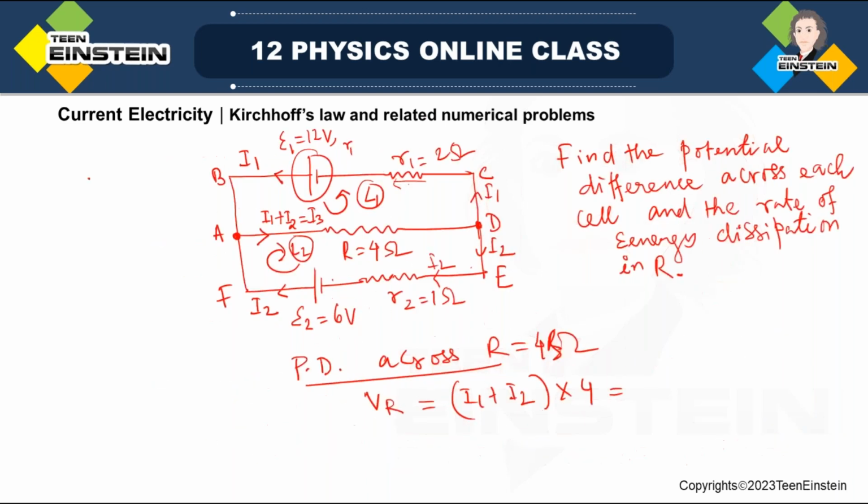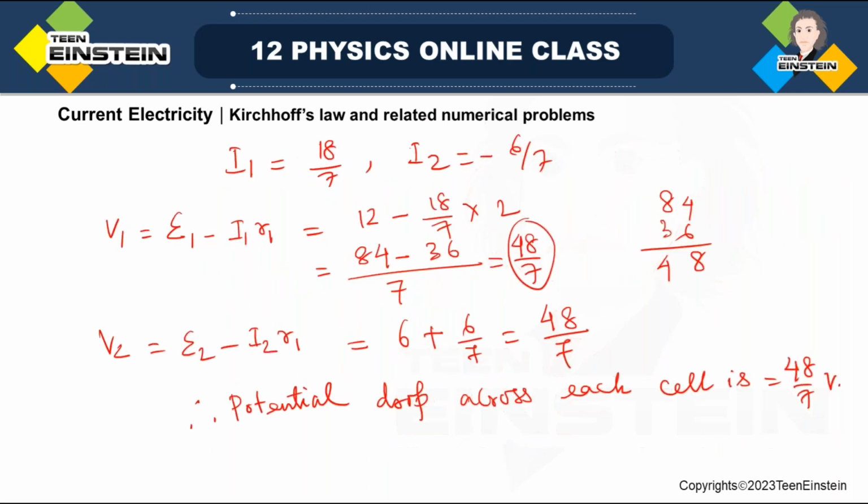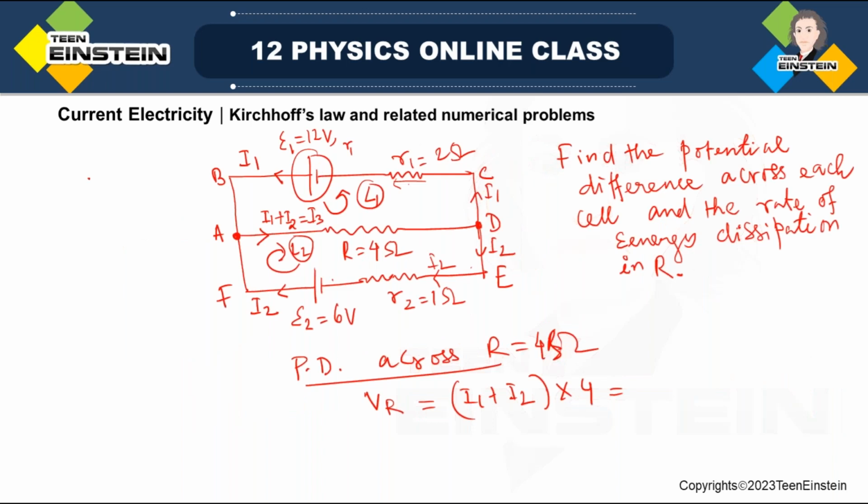I1 is 18 by 7. I2 is minus 6 by 7. So 18 by 7 minus 6 by 7, into 4. So this will be 12 by 7 into 4. So this will be 48 by 7 only. Okay.